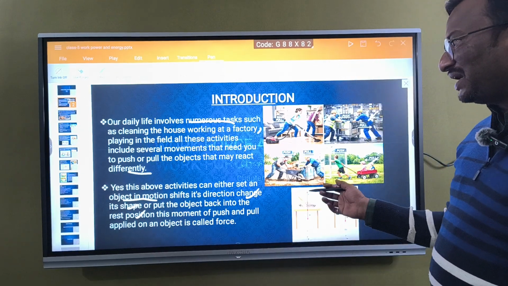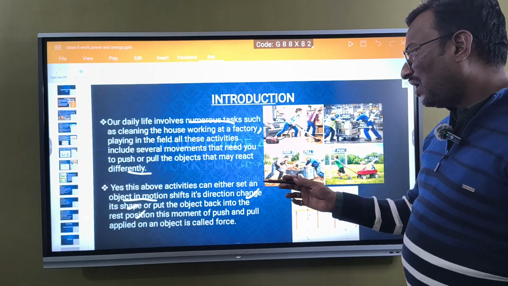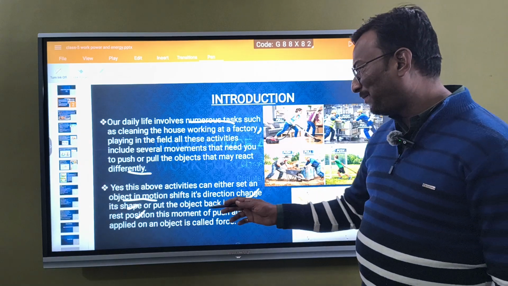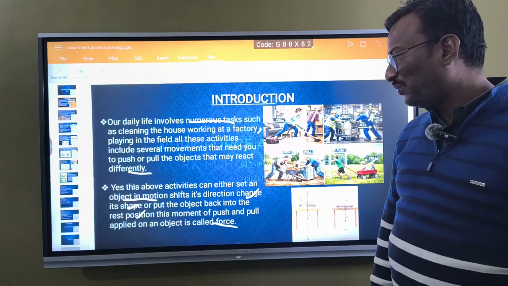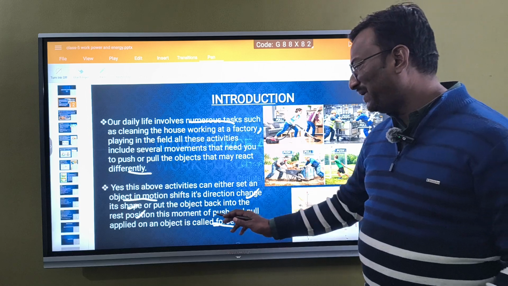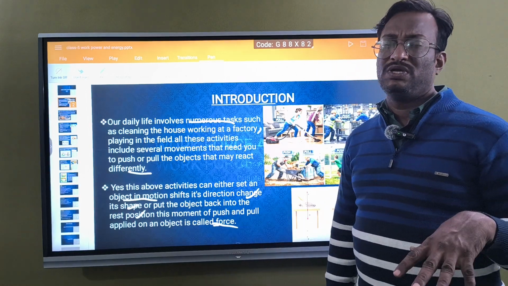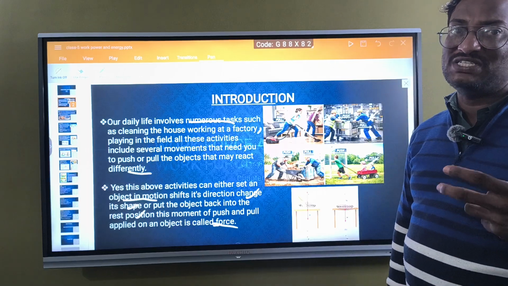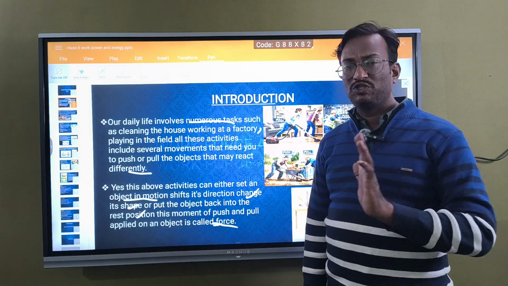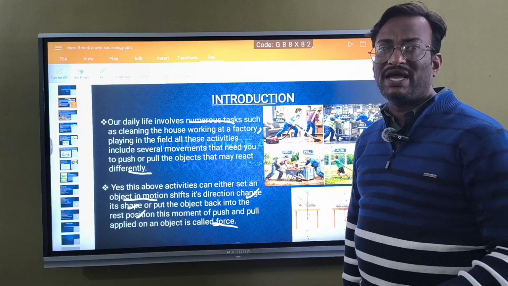The movement of push and pull applied on an object is called force. This push and pull is nothing but applying a force. We are applying a force. What is the meaning? Either we are pushing an object or we are pulling an object.